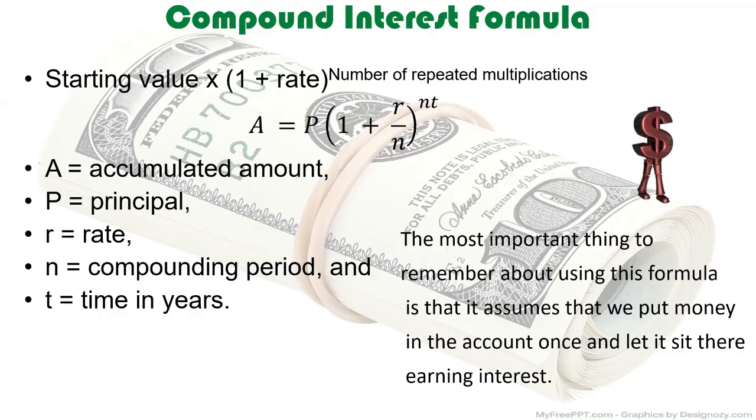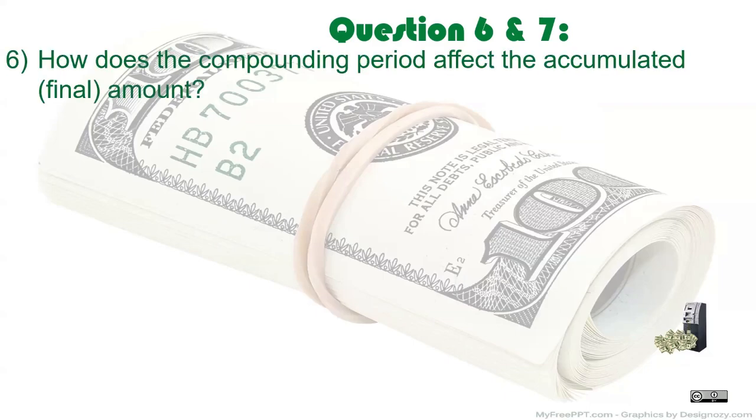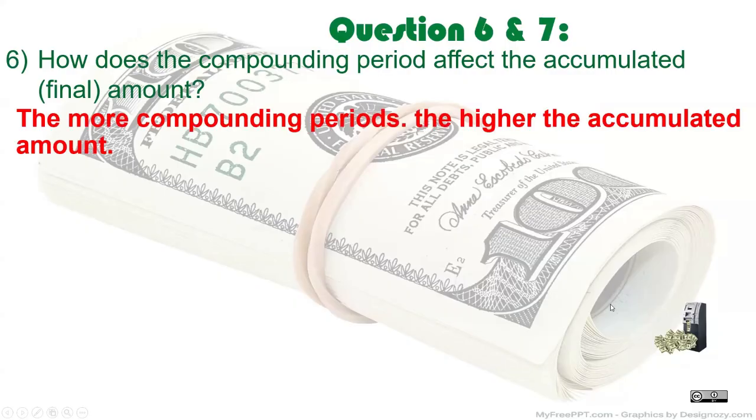To repeat again, the most important thing to remember about this formula is that it assumes we put money in the account once and let it sit there earning interest. In question number 6, we're asked, how does the compounding period affect the accumulated balance? Well, we would find that the more compounding periods we have, the higher the accumulated amount.